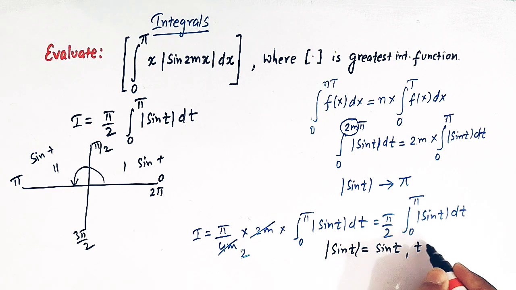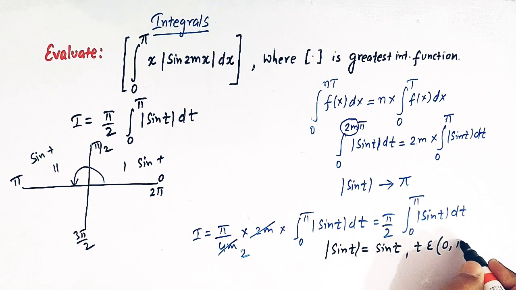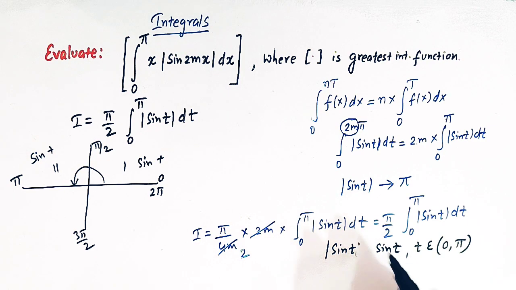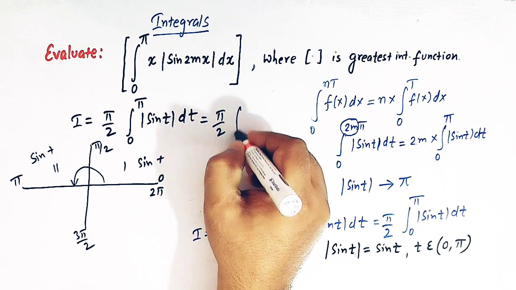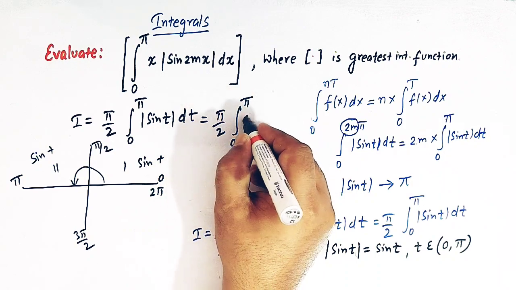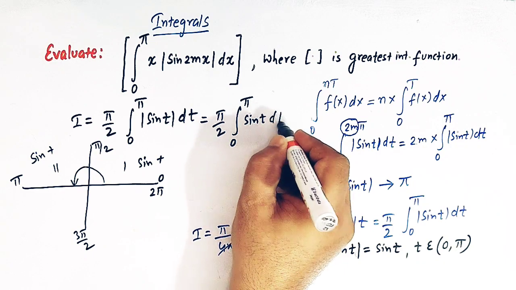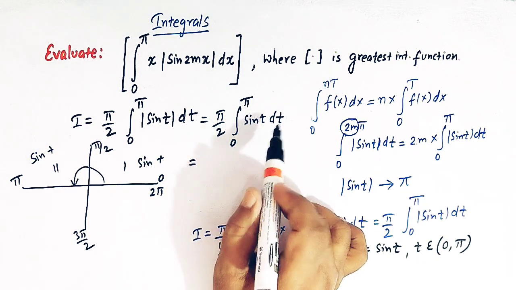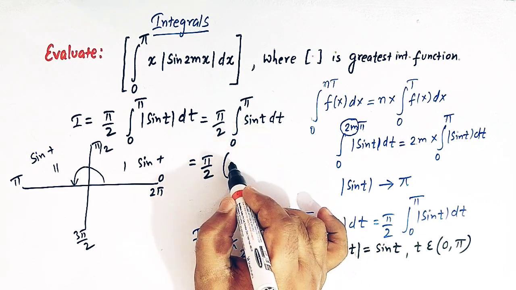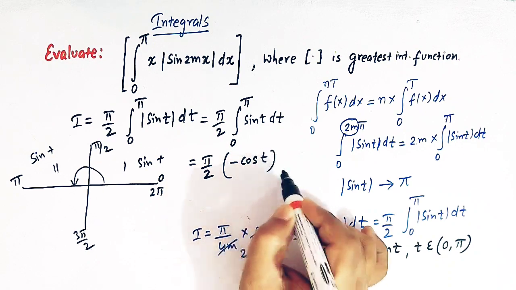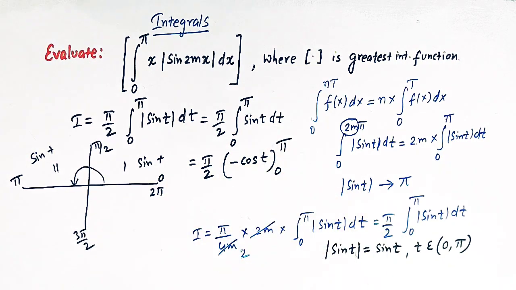So when t belongs to the interval 0 to pi, sine t is positive, so we can write mod of sine t as simply sine t. Now we have pi over 2 times the integral from 0 to pi of sine t dt, and this is a very simple integral. The integral of sine t is minus cos t, with limits of integration from 0 to pi.